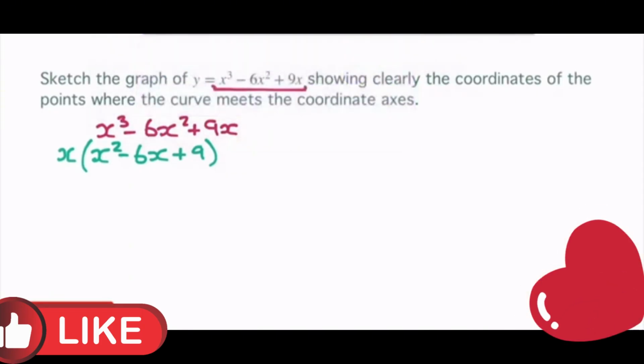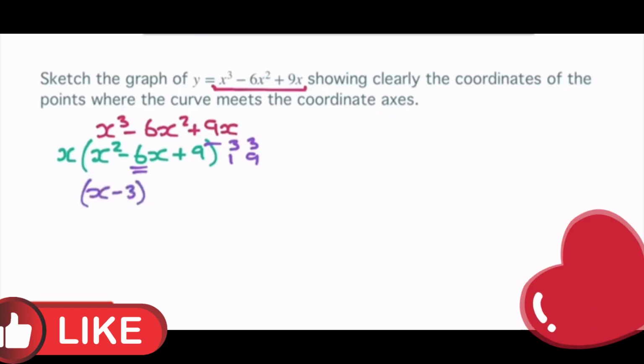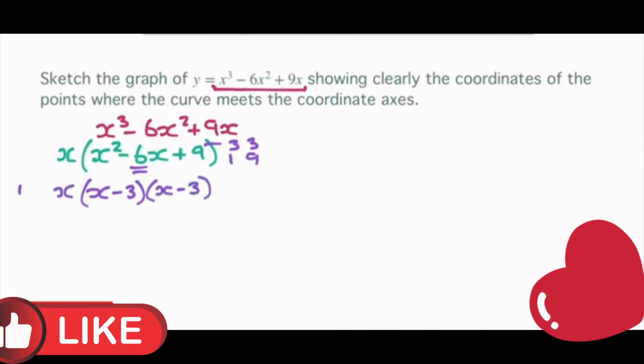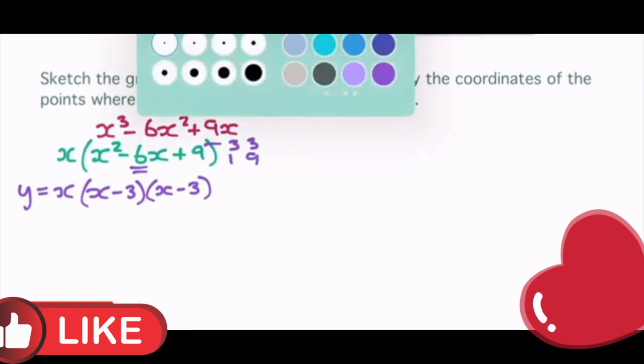Now we can go about factorising this quadratic. So obviously if we turn this into a double bracket, our factors of 9, we can have 3 and 3, or 1 and 9. And if we want to make negative 6 in the middle, it's going to be minus 3 and minus 3. So x minus 3, x minus 3. There we go, and we've got that x on the outside. So there is the equation of our graph if we factorise it. And then obviously again that gives us our three solutions.